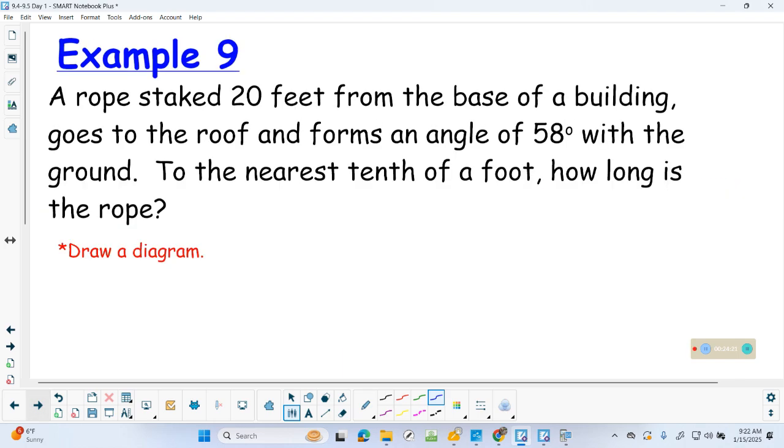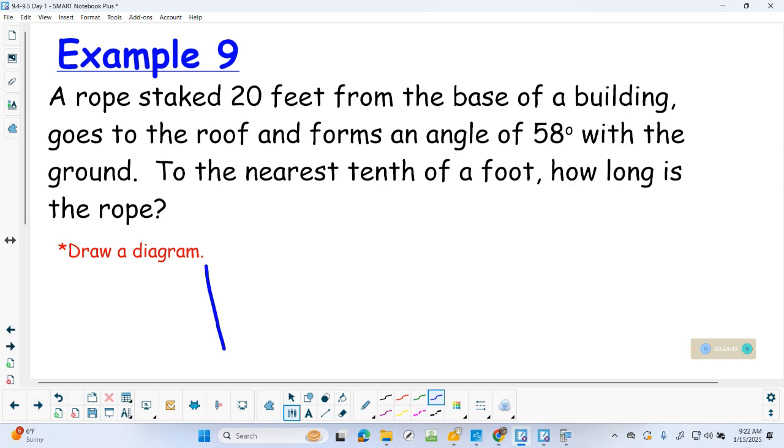Final problem. Oh gosh, but we got to draw our own picture. So here comes my artistic skills. Get ready. A rope staked 20 feet from the base of a building goes to the roof, forms an angle of 58 degrees with the ground. To the nearest tenth of a foot, how long is the rope? Whew, wordy.